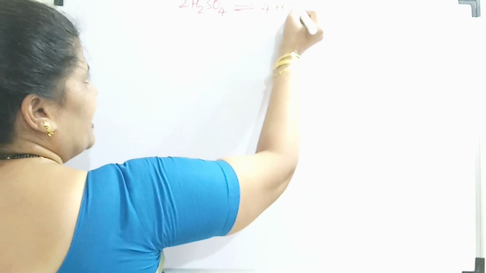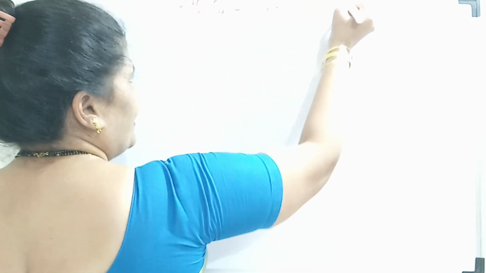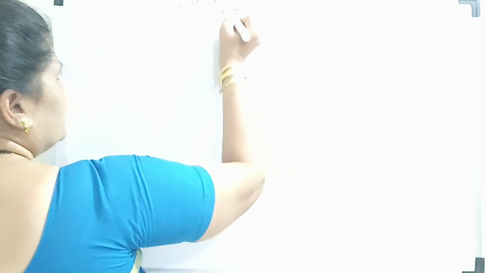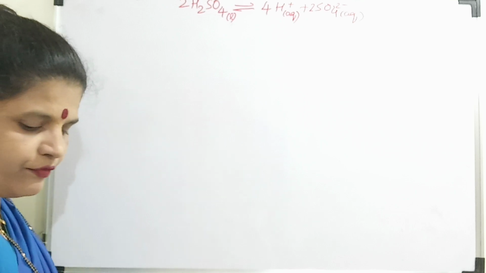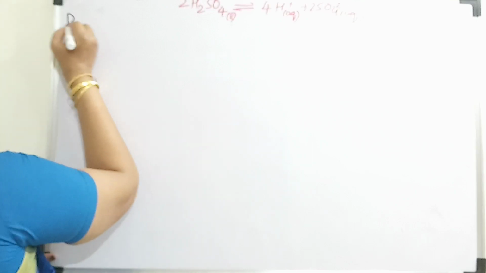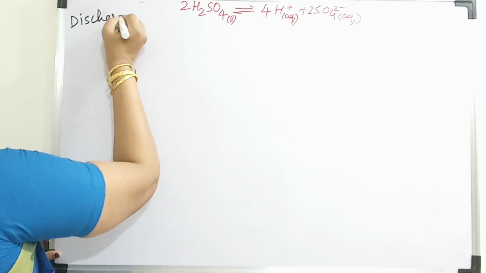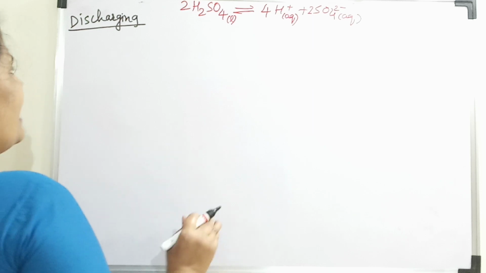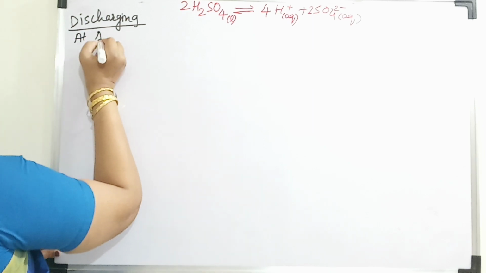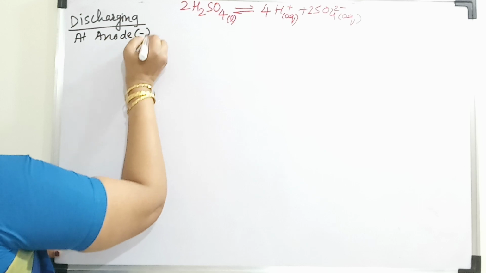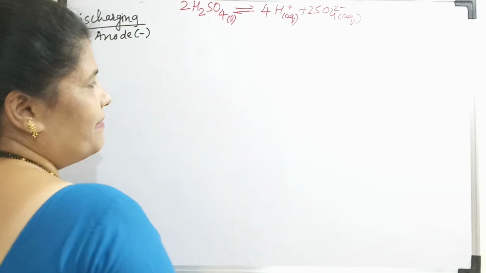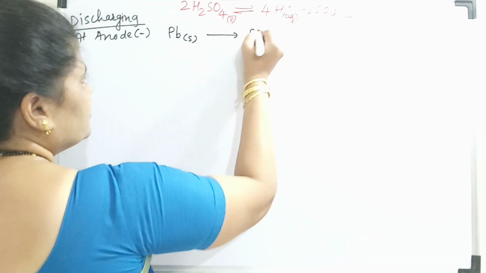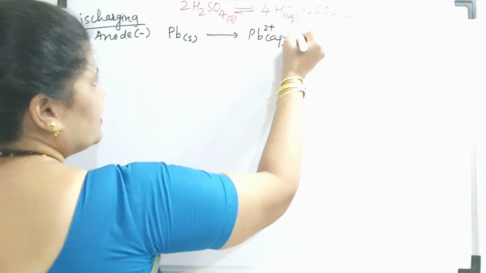using 2 moles of H2SO4. It will give me 4H+ plus 2SO4 2-. Wherever you have ionic forms, please consider the physical state as aqueous. This is liquid, what I am using. So this is the first reaction. Let us see the reactions during the discharging of the cell. Whenever you write the cell reactions, it is very important that you mention the electrode and its polarity. So here at the anode, what is the polarity? It is negative. What were the anodic plates made of? Lead. So the first reaction will be Pb becomes Pb2+ plus 2 electrons.